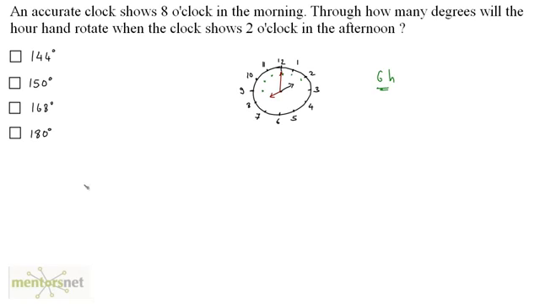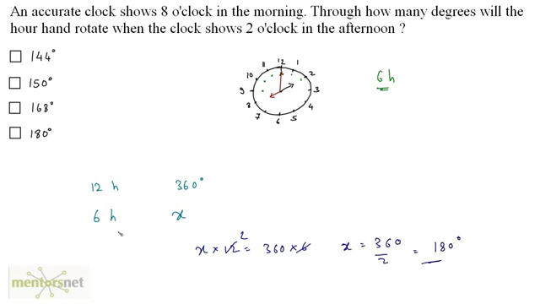Okay, so in 12 hours the hour hand rotates by 360 degrees, right? So in 6 hours how much will it rotate? Okay, so x times 12 is equal to 360 times 6, right? 6 times 2 is 12, so x is equal to 360 by 2, and that's 180 degrees. So option D is the correct answer.